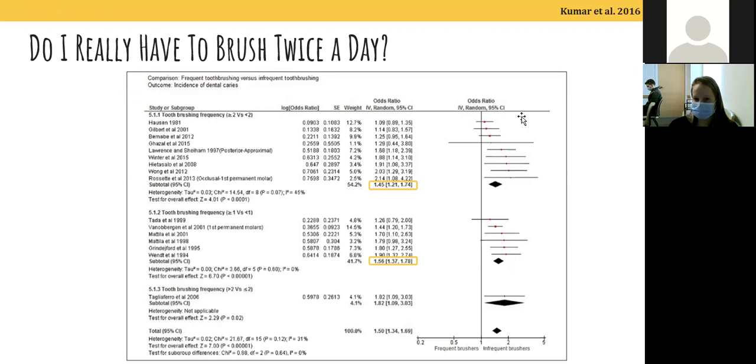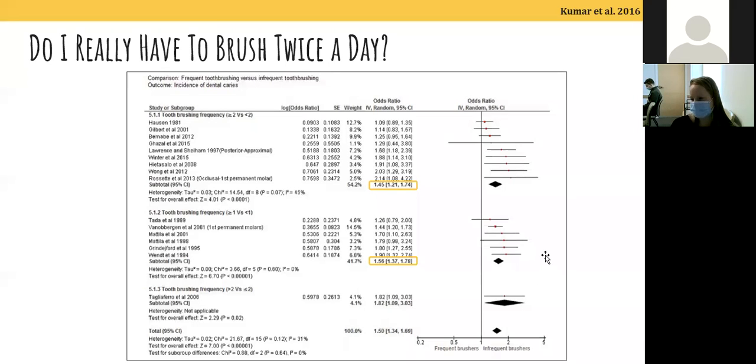So this is a big table, so bear with me. The first group up here basically looked at studies in which they asked people, do you brush at least 2 times a day versus less than 2 times a day? And they found that people who reported brushing their teeth less than 2 times a day had an odds ratio of 1.45 and were more significantly likely to have caries. The next group looked at people who said they brushed their teeth at least once a day compared to those people who said they brushed their teeth less than once a day. And the odds ratio here was 1.56, so not too different than the one above.